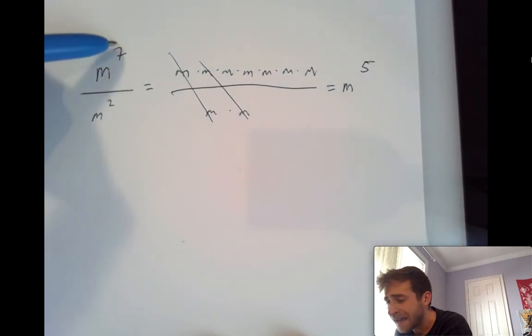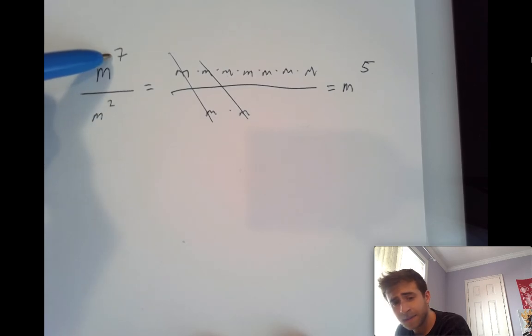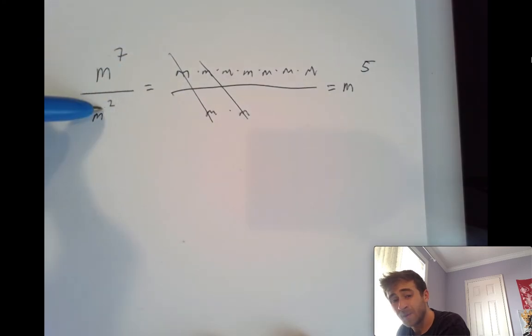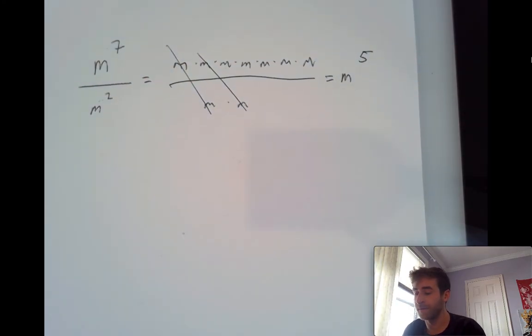Or you can say, hey, if I just subtract the exponents when I'm dividing here, m to the power of 7 divided by m to the power of 2, 7 take away 2, m to the power of 5. That's the simple rule you can follow.